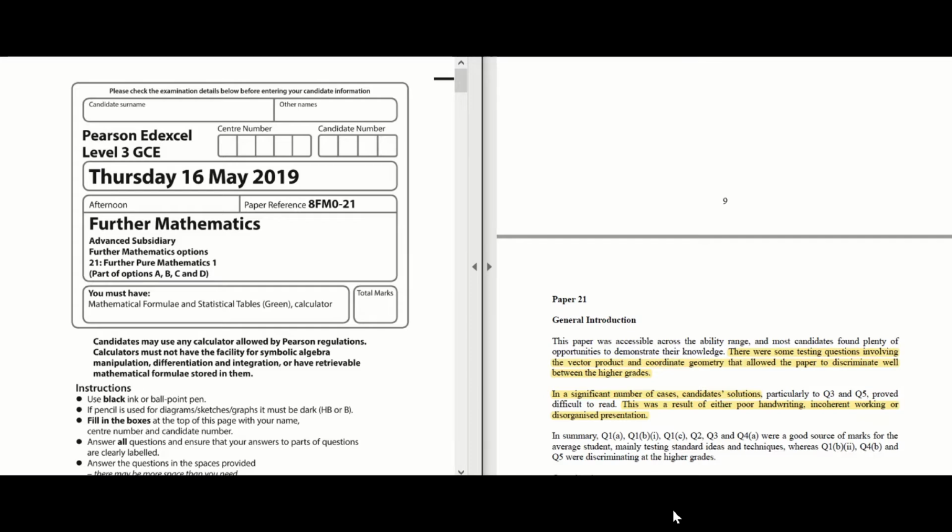There were some testing questions involving the vector product and coordinate geometry that allowed this paper to discriminate well between higher grades. In a significant number of cases, candidate solutions were difficult to read. This was a result of either poor handwriting, incoherent working, or disorganized presentation.